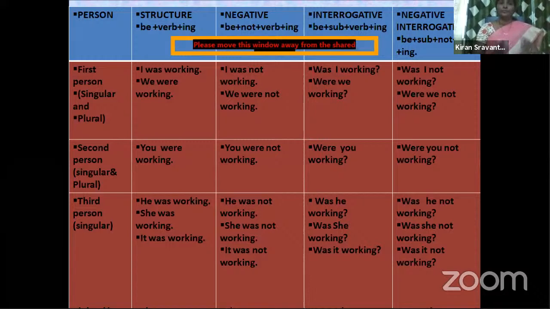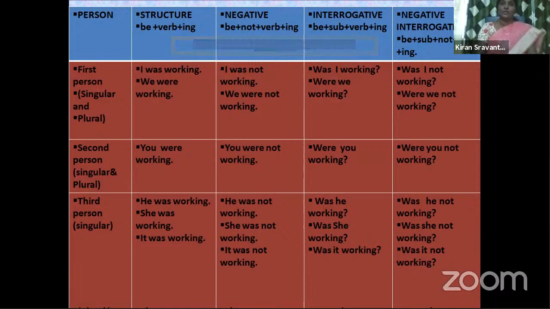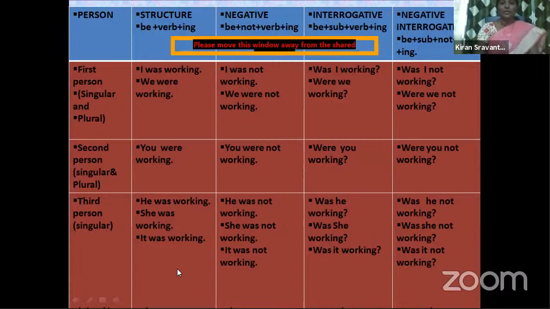And then again, subject and structure, and how to frame a negative sentence, an interrogative sentence and a negative interrogative sentence, we'll see. Then again, coming to first person, we say I was working. We know pretty well that with a singular subject we use was, and with a plural subject we use were. So I was working and we were working. Second person, you were working. And third person singular, he was working, she was working, it was working. And coming to the plural, we say they were working.